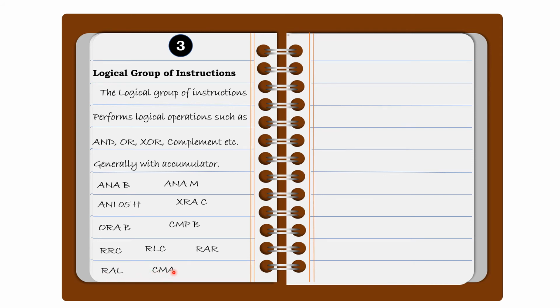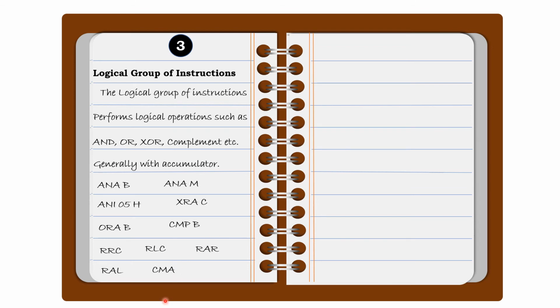Likewise here the CMA, that is complement accumulator. This instruction is used basically to convert the accumulator data. For example, suppose the accumulator has all zeros. By applying CMA, it becomes all ones. So CMA is nothing but a complement accumulator instruction which is used to complement the data of the accumulator. Whatever zeros are there in the accumulator will be converted to 1, and if ones are there in the accumulator, they are converted into 0.